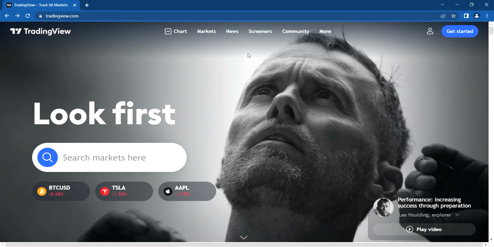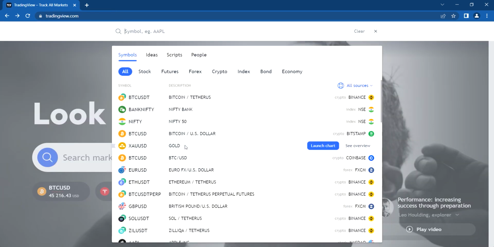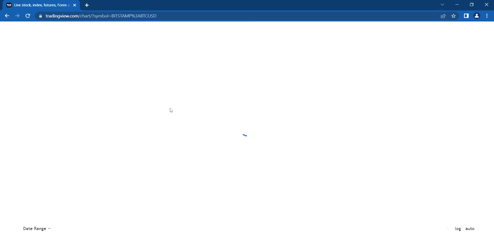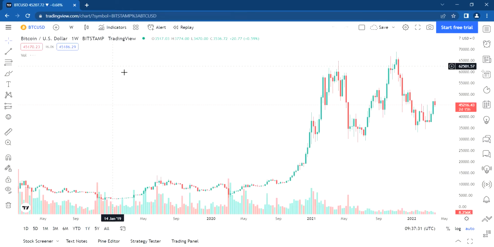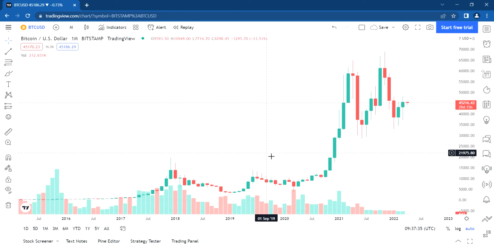Okay, so over here we have TradingView. It's a platform that offers very many different markets and their charts. So today we're focusing on crypto. I'll be going on the crypto tab. Here we have launch charts. This is Bitcoin divided by the US dollar. And I'm going to quickly explain what this is.